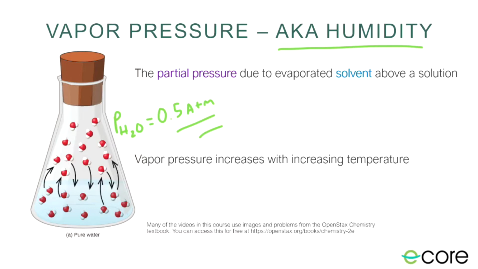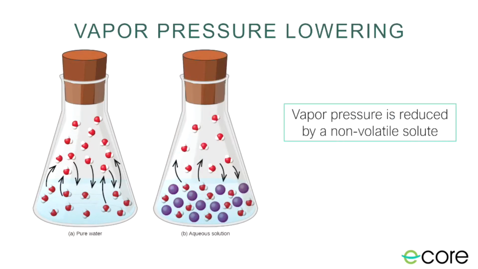Vapor pressure is not a colligative property. It definitely depends what the substance is made of. Water will have a different vapor pressure than, say, acetone. But lowering of a vapor pressure, that is a colligative property, and that's what we're taking a look at now. So when I dissolve a solute into a solution, so over here I have a bunch of purple solute molecules. Does it matter what those are? No. No, it doesn't, because it's a colligative property. All that matters is how many I've put in there.